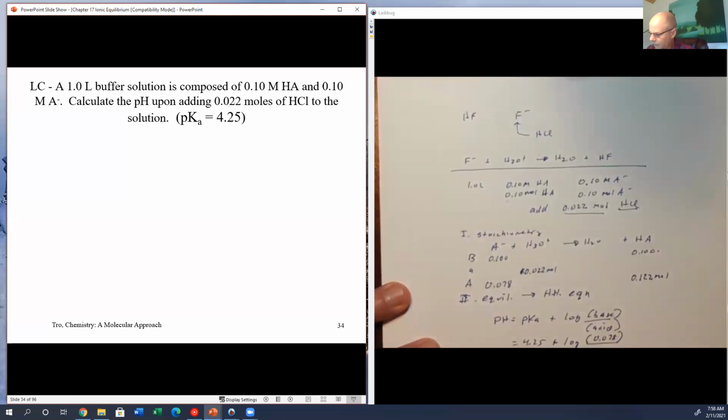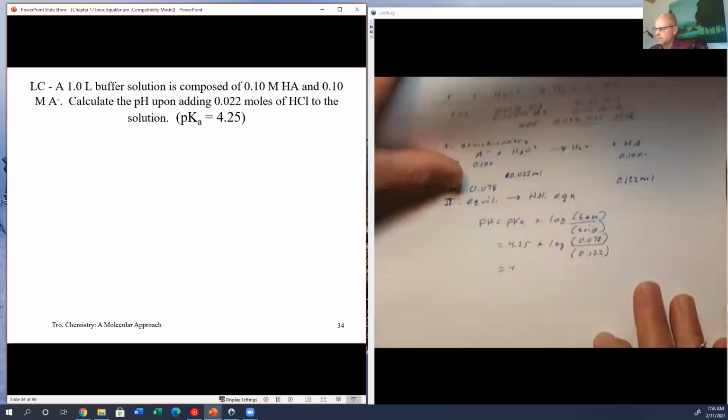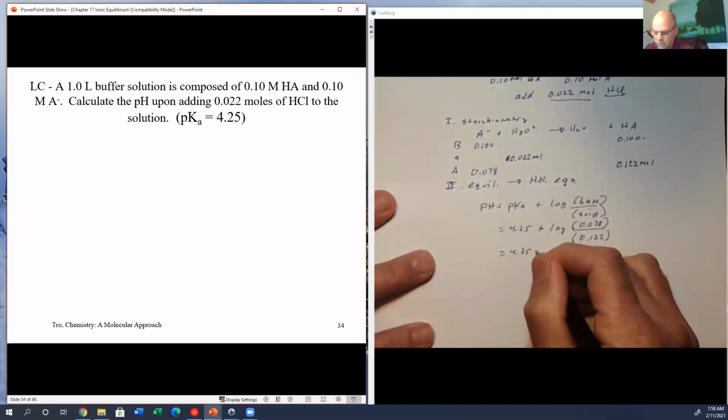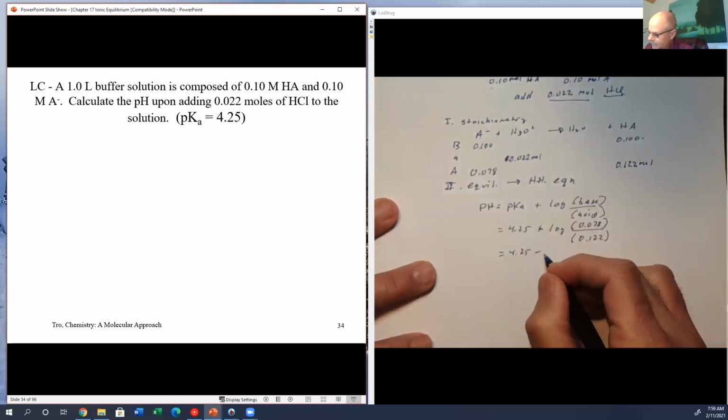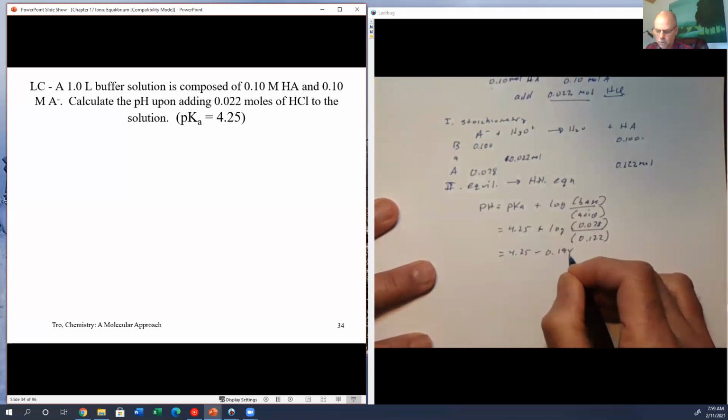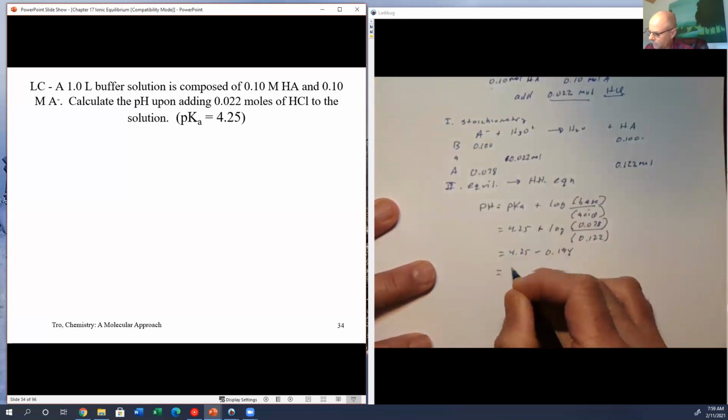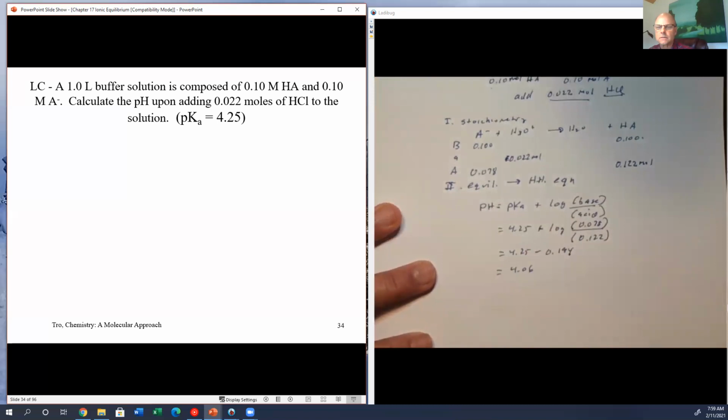So that's the log of 0.078 divided by 0.122, right? And if you work that out, that's equal to 4.25 minus 0.194, which is equal to 4.06.